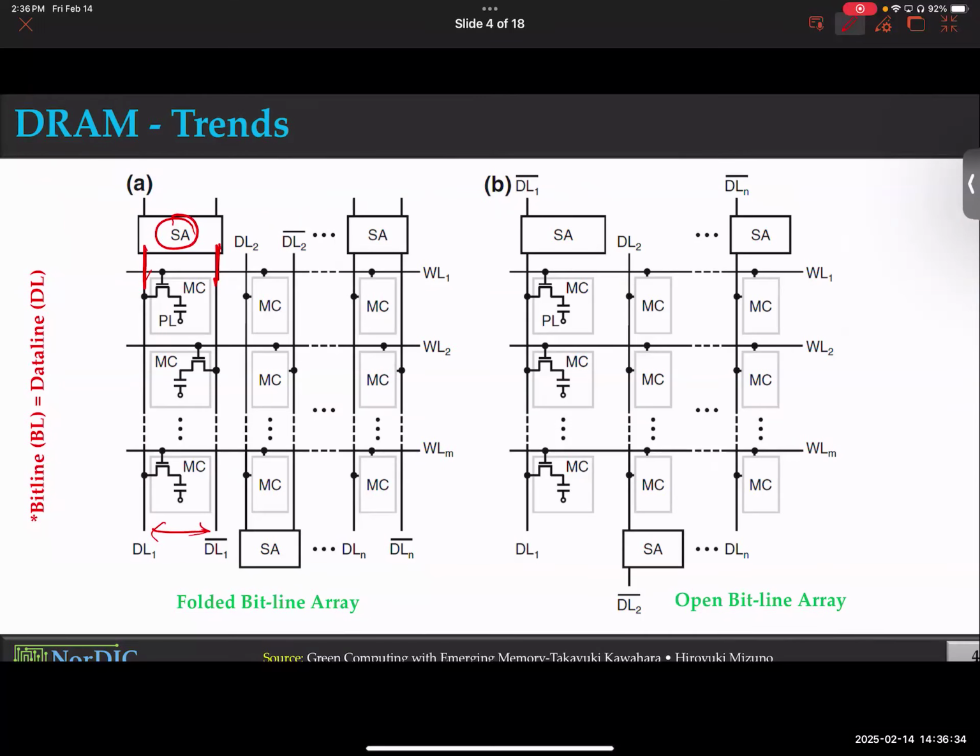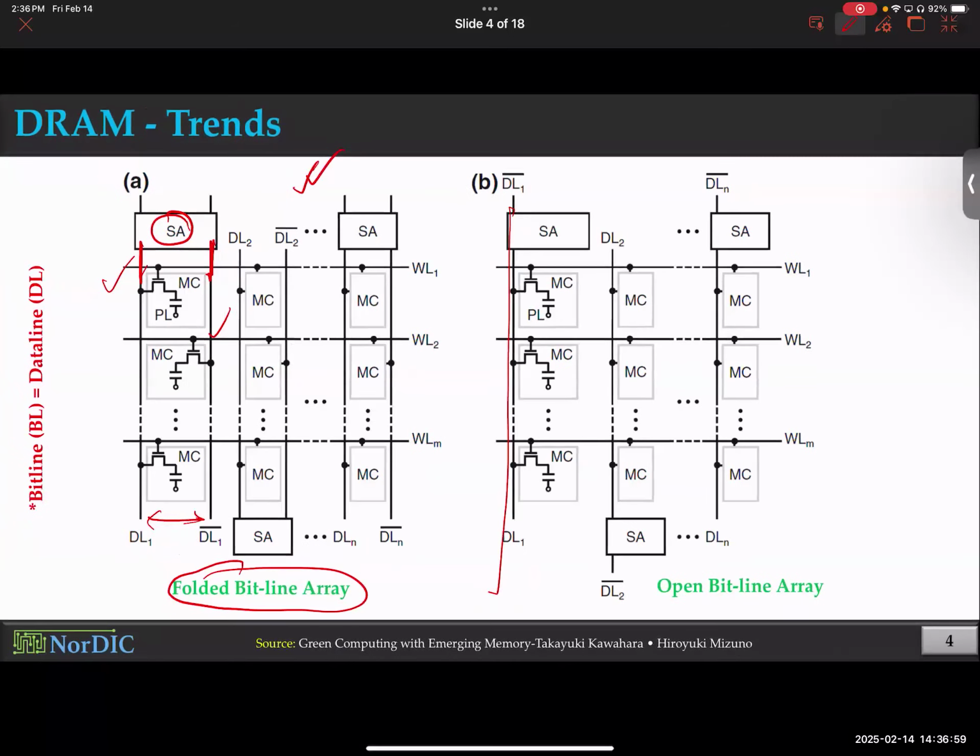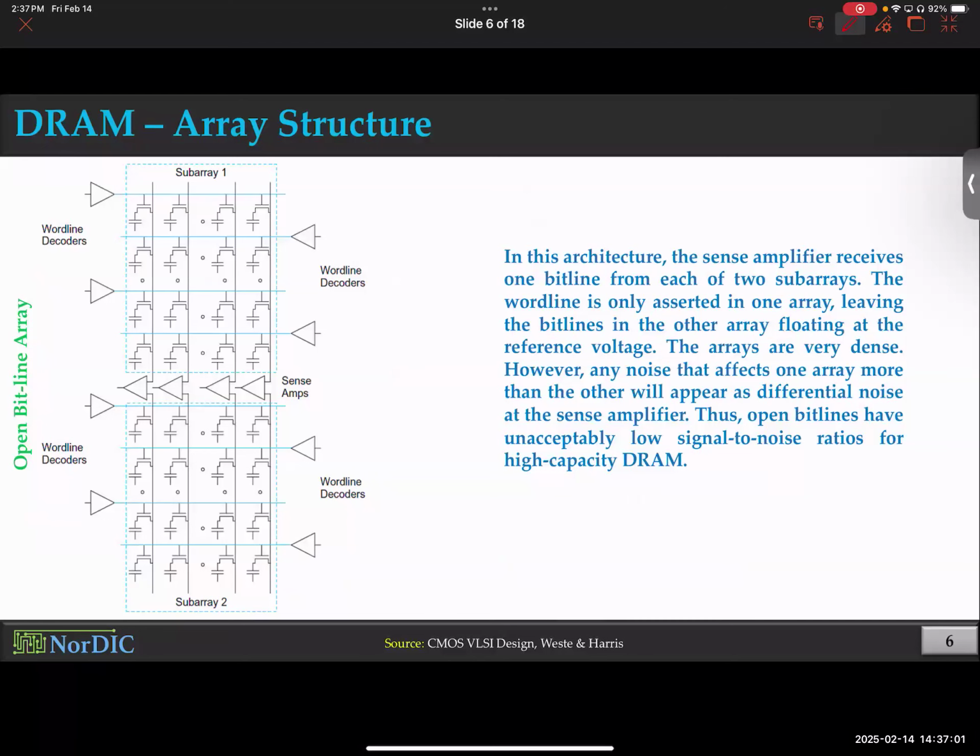It takes in two bit lines and it basically uses one against the other for sensing. This is called folded bit line array. Is it difficult to make? Yes, of course. It's not as easy to fabricate as the other one, which is super straightforward. Everything has a catch. So this gives you noise immunity. How? I'll explain that in the next slide.